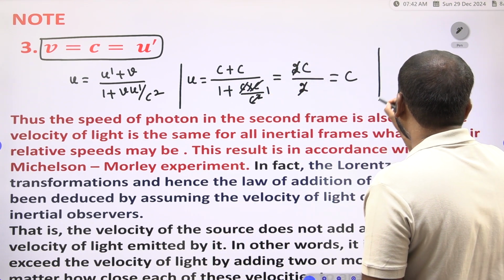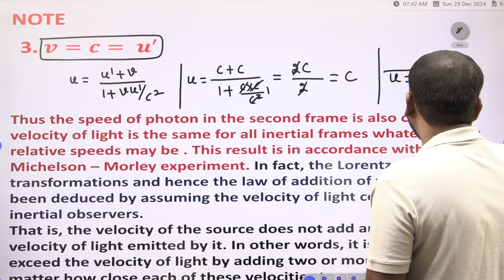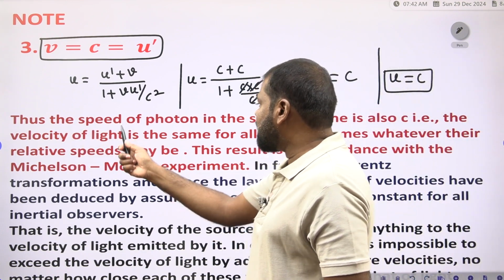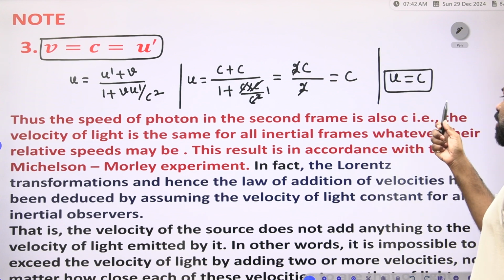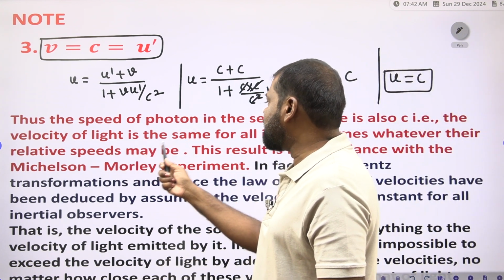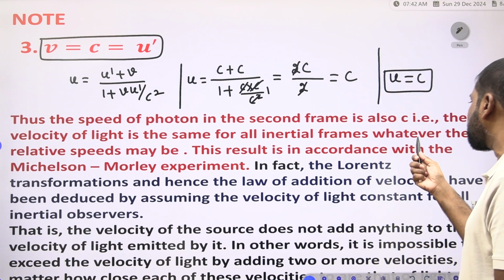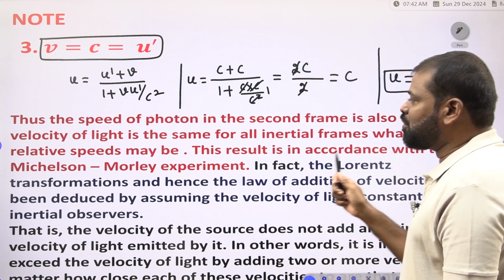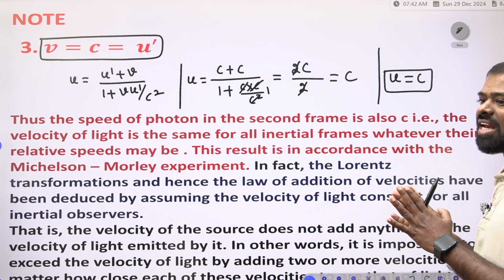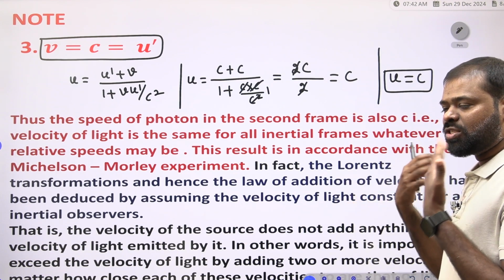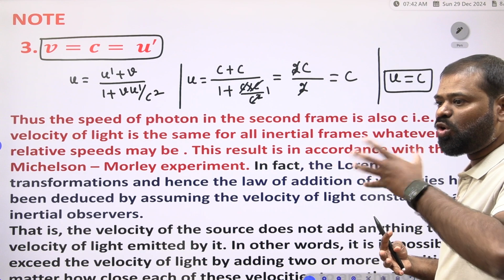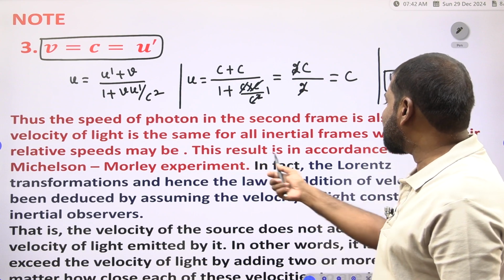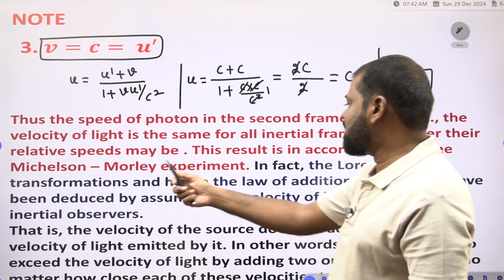So, in the two cases you are getting c, u is equal to c value you have to get. From this, what we have to conclude is that the speed of photon in the second frame is also c, that is, the velocity of light is the same for all inertial frames. Whatever their relative speeds may be, the light velocity is the same wherever you go. That is how the Lorentz equations satisfy Einstein's postulates. So, this result is in accordance with the Michelson-Morley experiment.